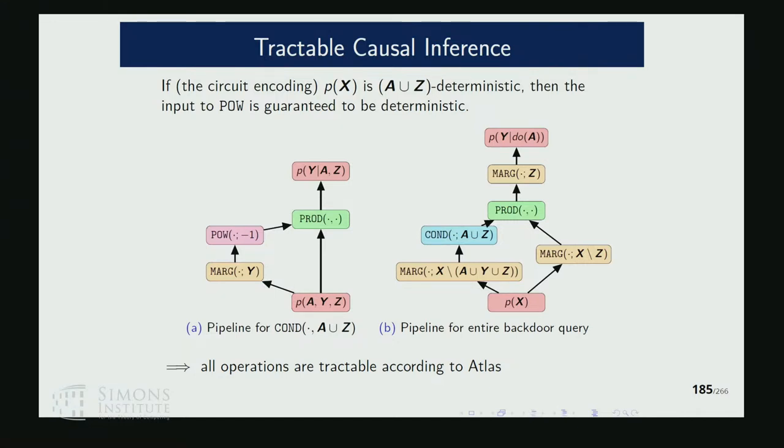So now we have a language to express what properties we need for this initial circuit, basically coming from marginal determinism with respect to particular subsets of variables. Okay. And then you can do the same exercise of starting from what you need at the very last output, going through your pipeline in backwards order to come up with what the input conditions are for your initial circuit. And then given this marginal determinism property, we can actually compute this backdoor query in polynomial time.